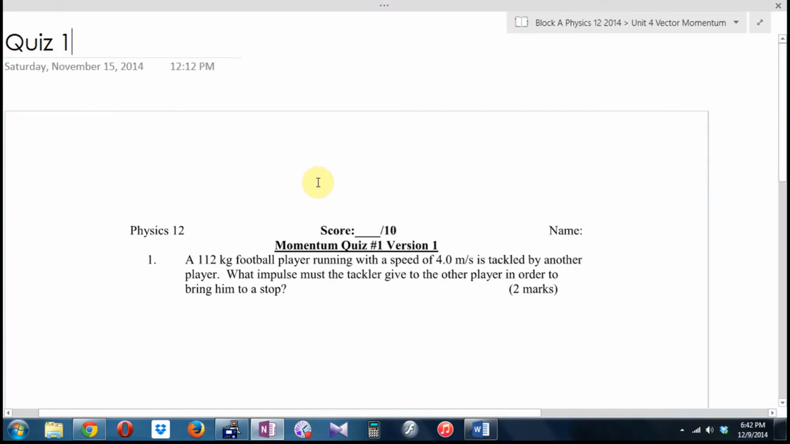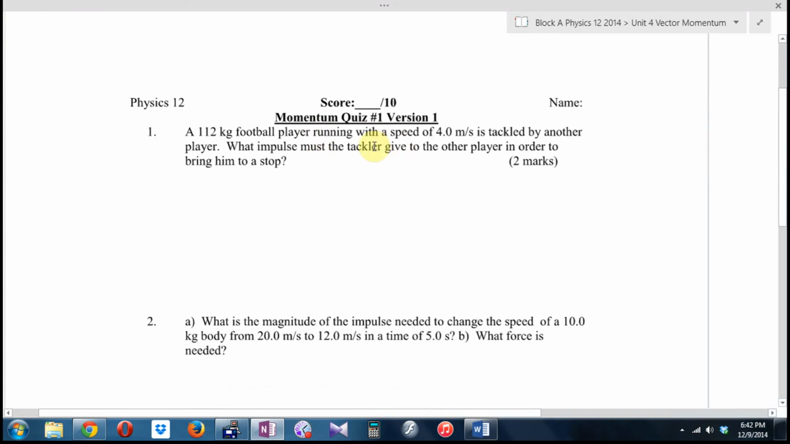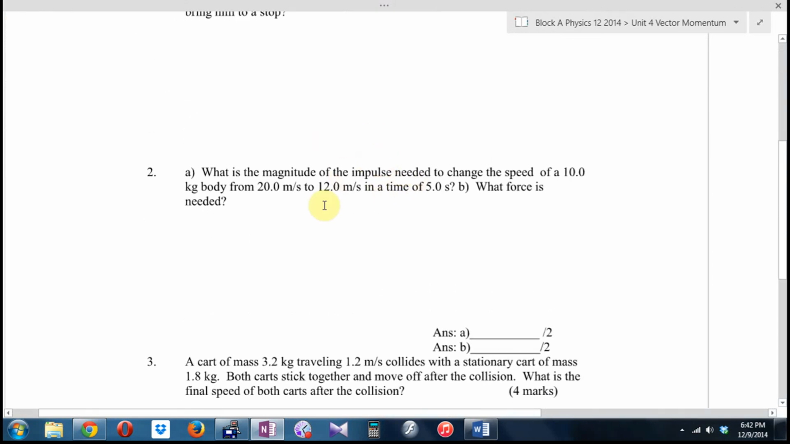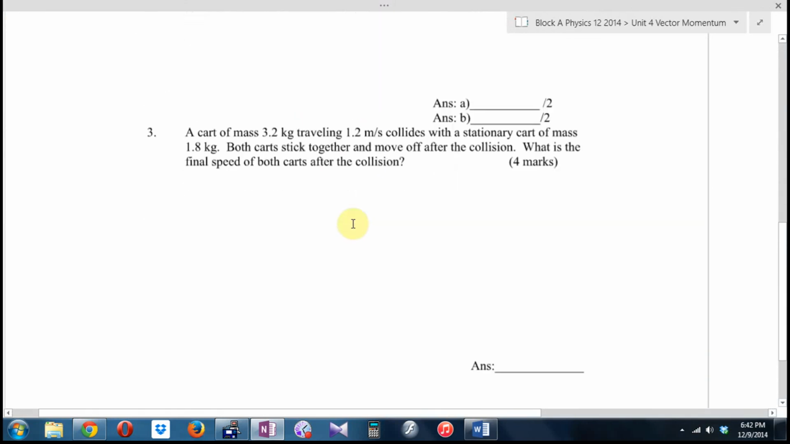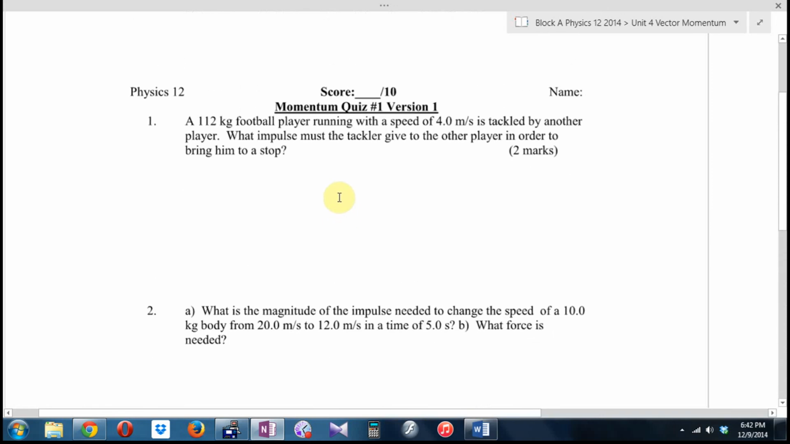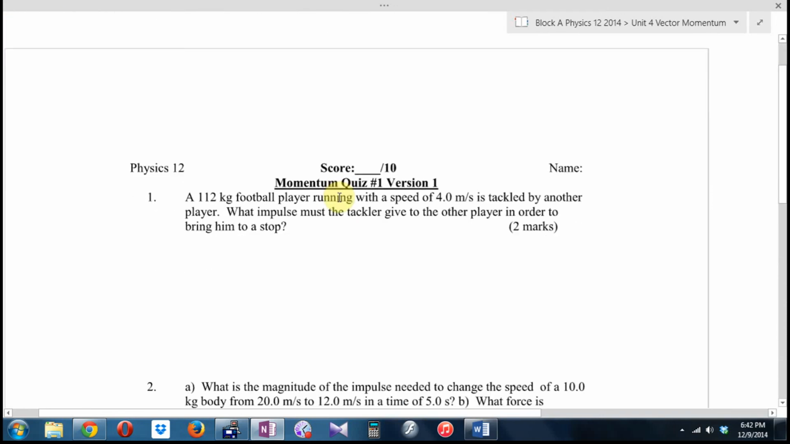This is all linear. So we have tackling, football, and impulse, all straight line. This is going to be due after we get back. Your other homework is get anything that you haven't finished.